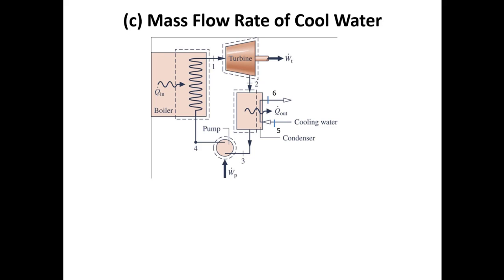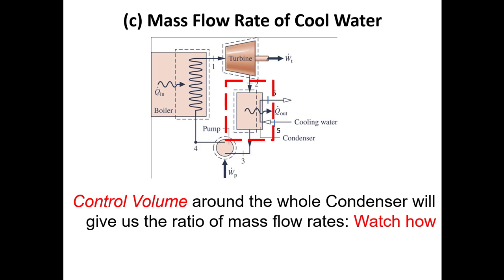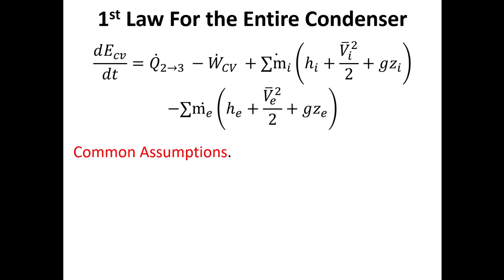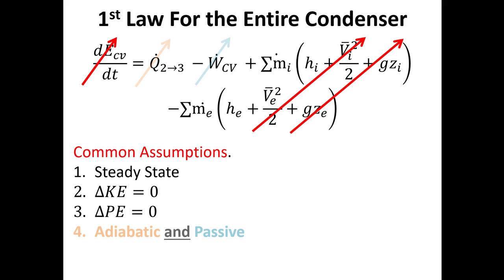Now, the problem asks me to find the mass flow rate of the water moving through the cooling side of the heat exchanger. So what I need to do is a first law analysis on this heat exchanger here that I'm using to cool my working fluid. So this is my control volume, and I will do a first law analysis. I'm going to say that the system here is steady state, that there's no change in kinetic energy, no change in potential energy. The system is both adiabatic and passive.